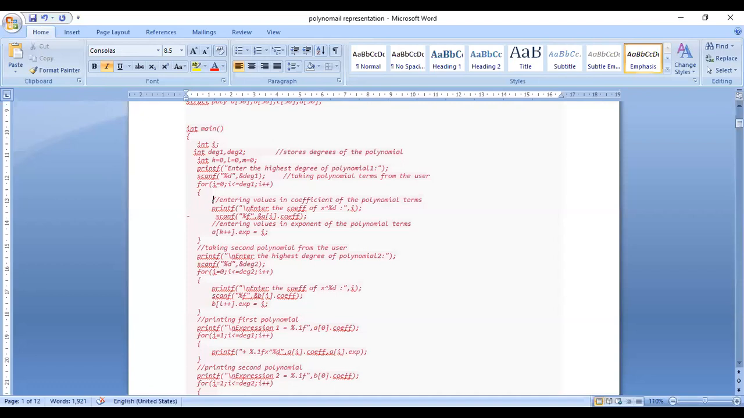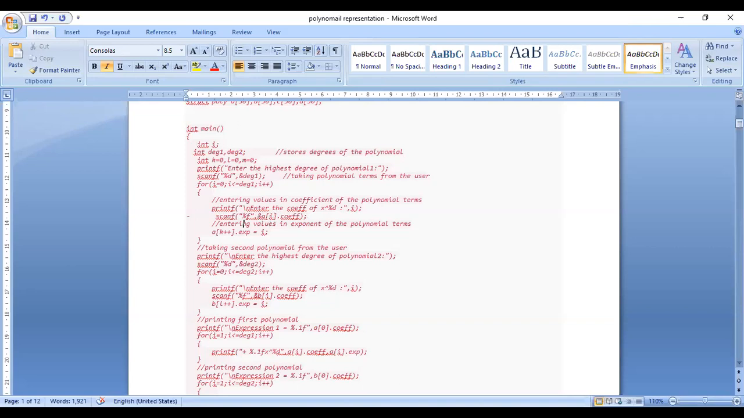So enter the highest degree of the polynomial. Is it x power 14 or x power 15 or x power 19? So next one. For i is equal to 0, i less than degree, i plus plus. Enter values in the coefficient of the polynomial. So printf enter the coefficient of x, that is i. So I have written scanf a of i dot coefficient.